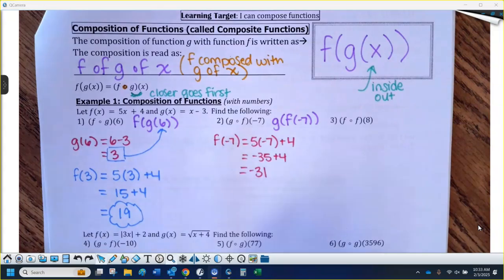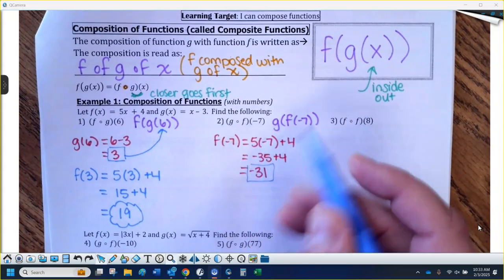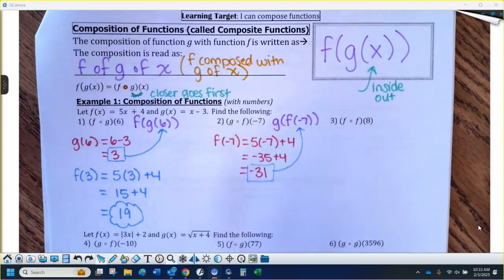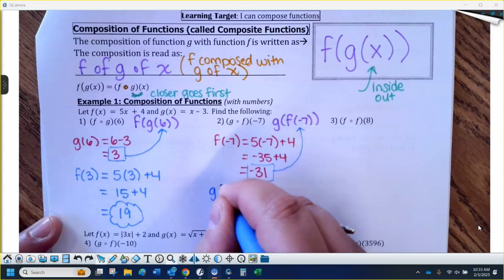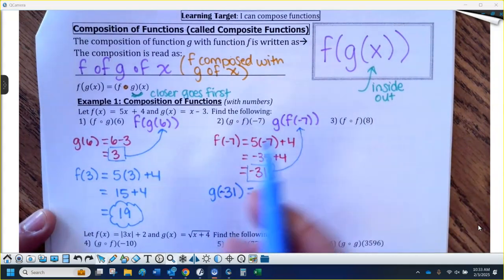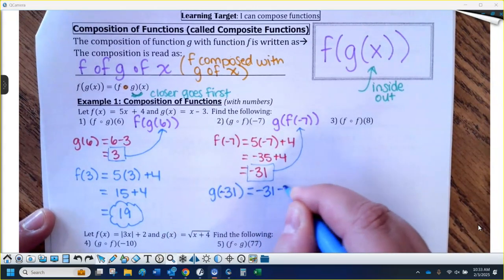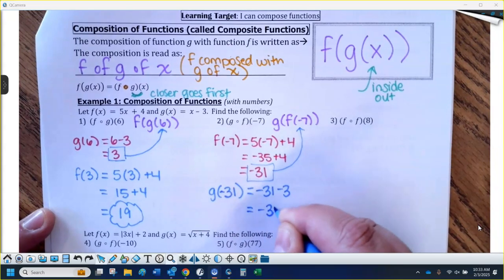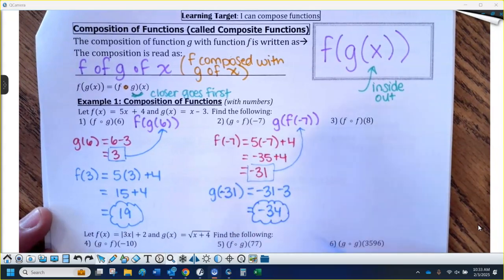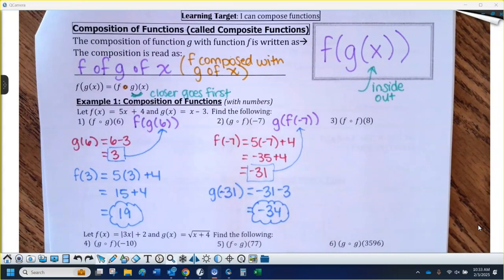So to complete the problem, whatever that is, this is F of negative 7, you're just going to put that into the G function. It's like a little substitution. So I'm going to do G of negative 31. Now, in the rule up here in the directions, it's just the X value, which is negative 31 here, minus 3. So just subtract that, you get negative 34. And then there's my answer, negative 34. Okay, I'm going to do one more. Now, this one is to compose a function with itself, which you can do.